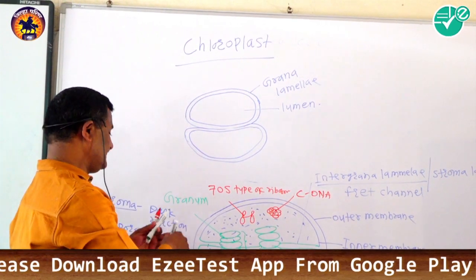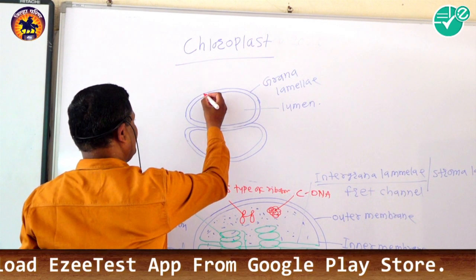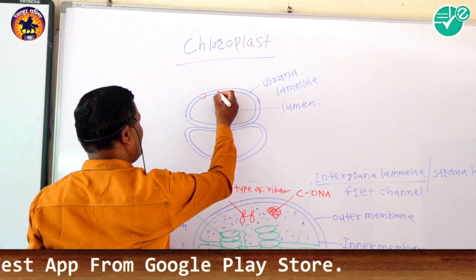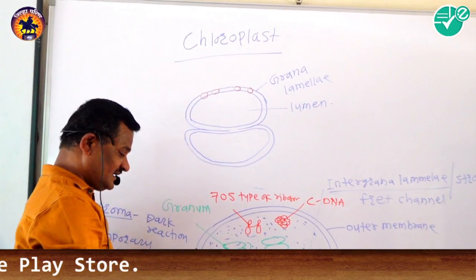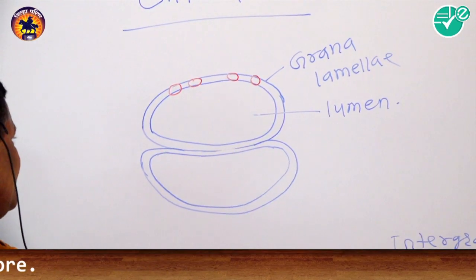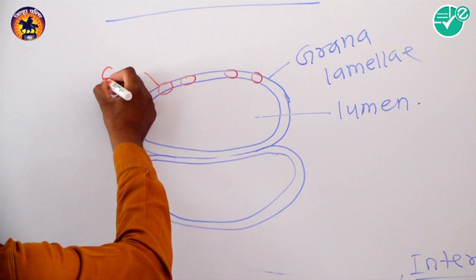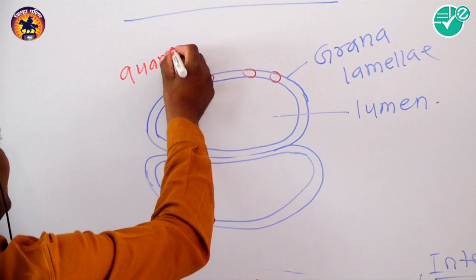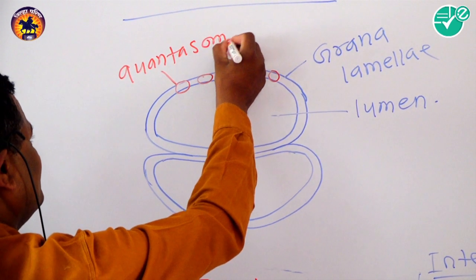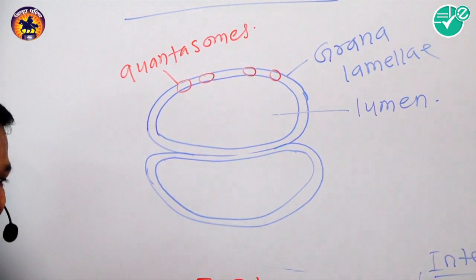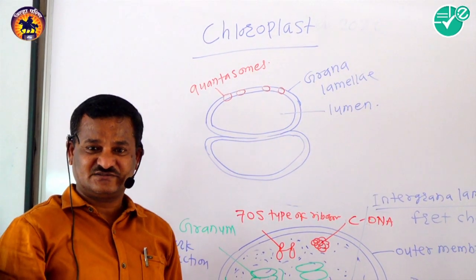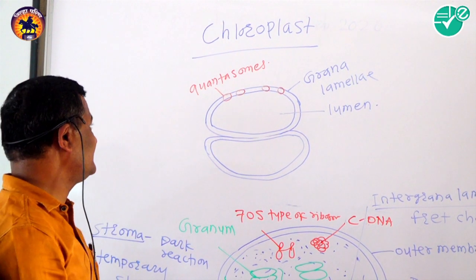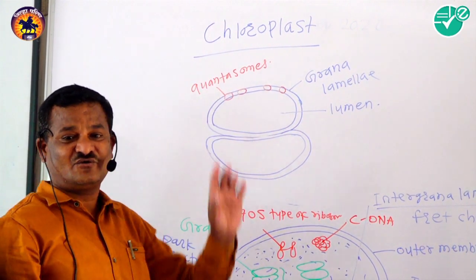The membrane of the thylakoid consists of spherical structures, spherical oblate particles. Those spherical oblate particles are called quantasomes. The membrane of the thylakoids contains oblate particles, spherical bodies. Those spherical bodies are called quantasomes.